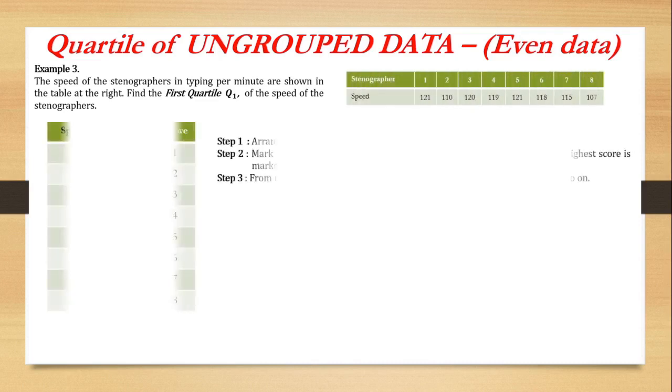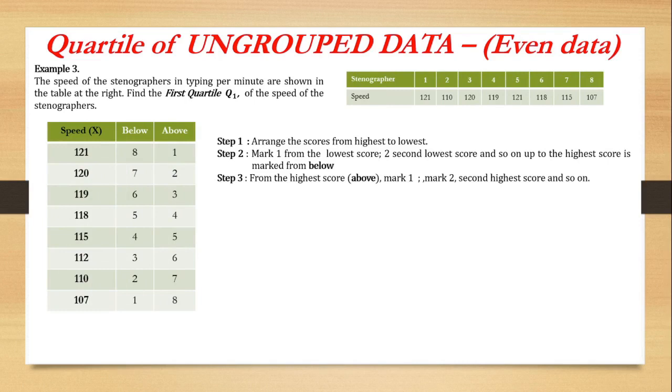This is our data. These are the steps on how to find the quartile of the data. Step 1, arrange the scores from highest to lowest. Step 2, mark 1 for the lowest score, 2 for the second lowest score, and so on up to the highest score, which is marked from below. Step 3, from the highest score above, mark 1, mark 2 for the second highest score, and so on.